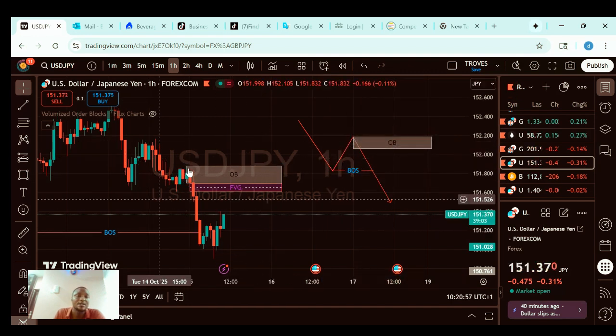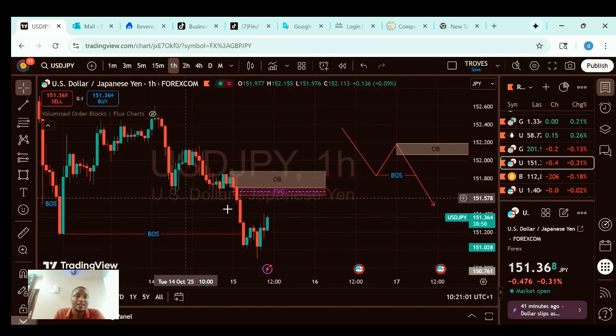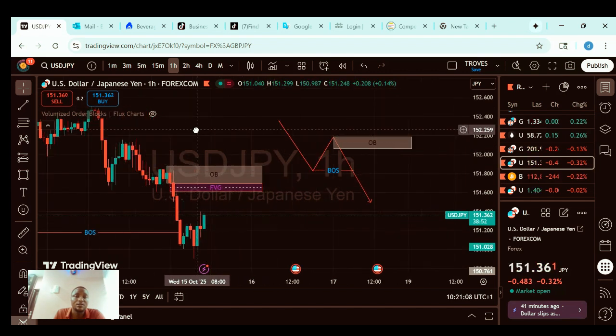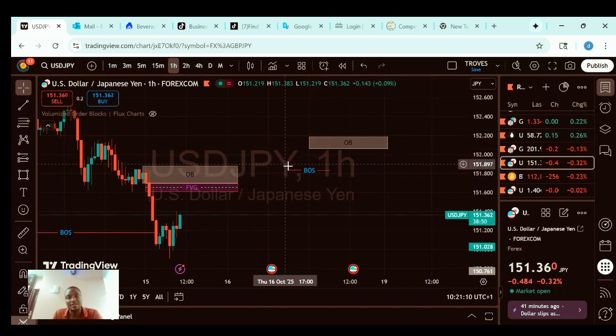So that is what you guys are seeing here. There's a break of structure here to the downside, and this is the origin of this break of structure. It's called an order block. This other one here is called a fair value gap. I'll come to it. Let's get rid of this.